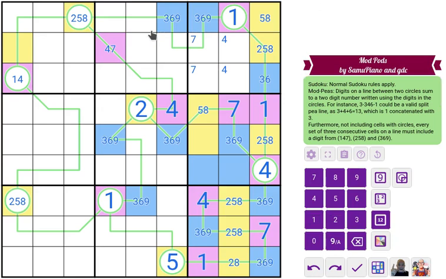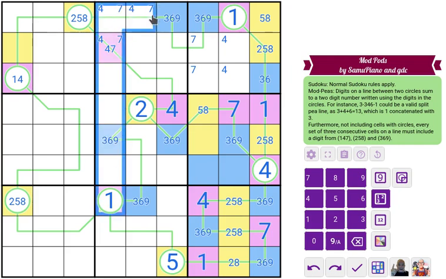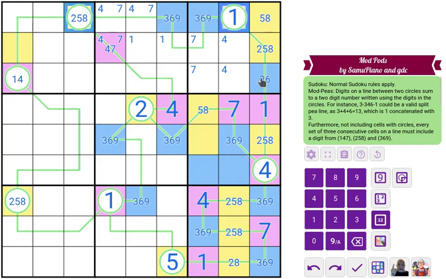Now the purple here is 4 or 7. So this, the 4 and 7 goes here. For the box. The 1 can't go on this line, so it goes here. So this is at most 21.